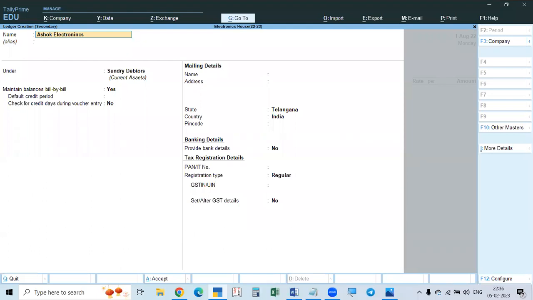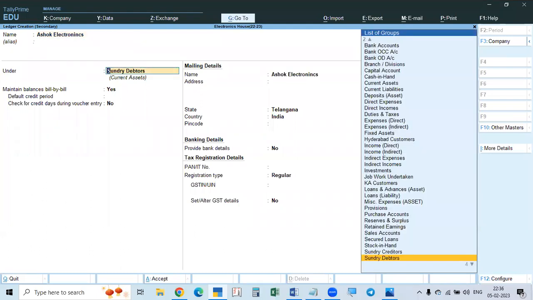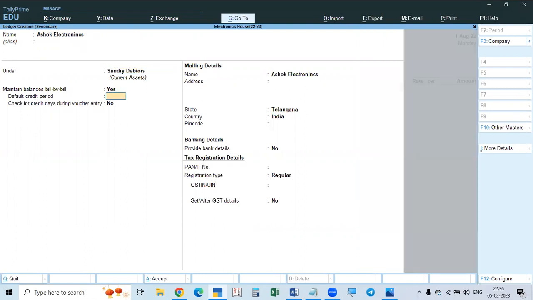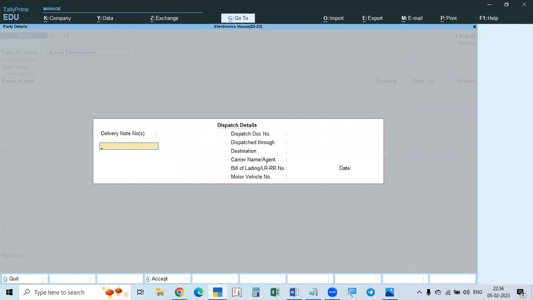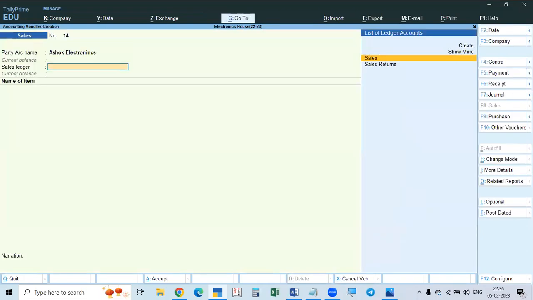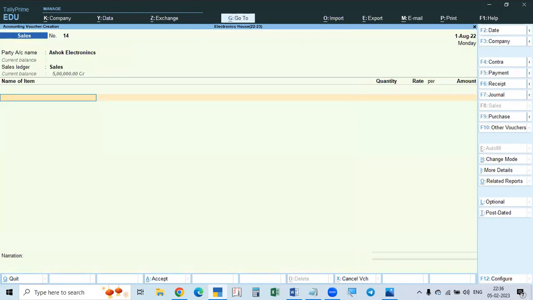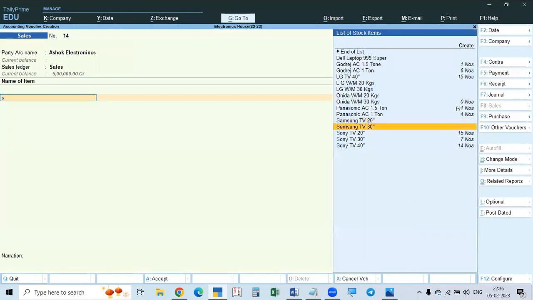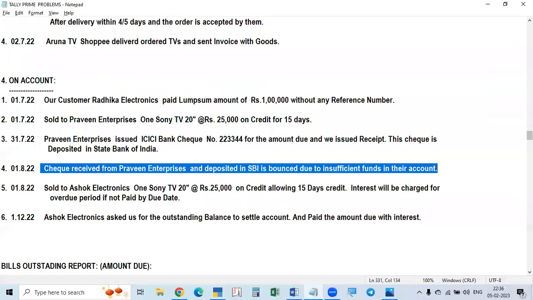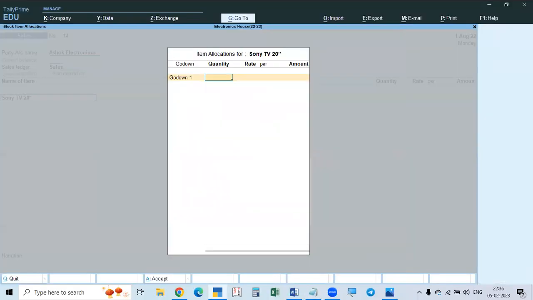Ashok Electronics is a sundry debtor. When I'm selling to a sundry debtor, invoice everything okay and save, Control A. And then again Control A, Control A. Now, sales will always be under sales. Now, that is Sony TV, 20 inches, one number for 25,000 rupees.